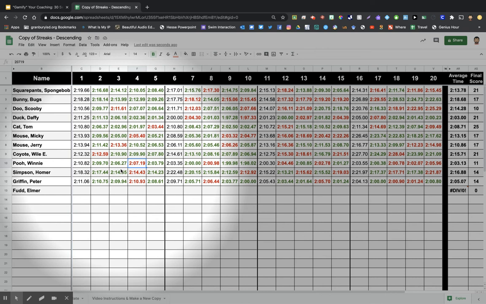from 1 to 5. So for this set, we would do something like 2200s. And it's going to be broken up in chunks of 5 200s where we're starting at a speed and then we descend from 1 to 5. And let's say on the first one, Elmer Fudd is going to go a 2:20.00.